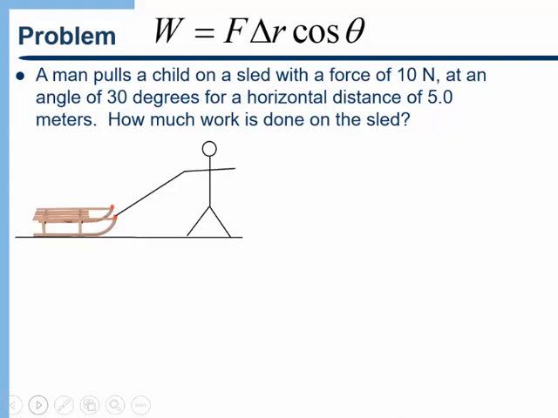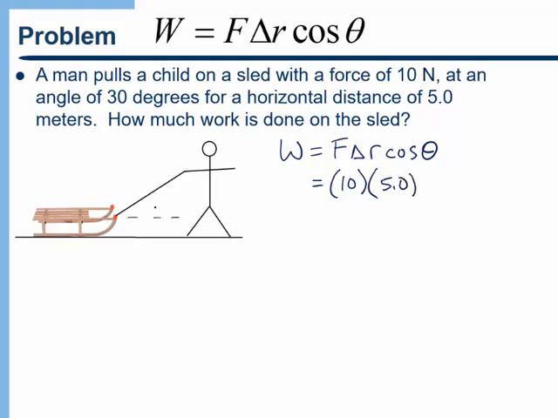Okay, so we're just going to apply our formula that the work is equal to F delta R cosine theta. And in this particular case, we've got a force of 10 newtons. We've got a displacement of 5 meters. And the angle between the force that's being applied and the displacement of the object is 30 degrees.